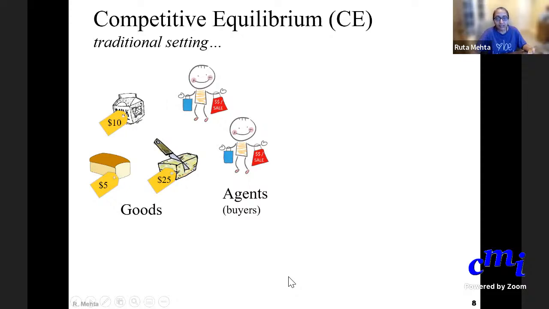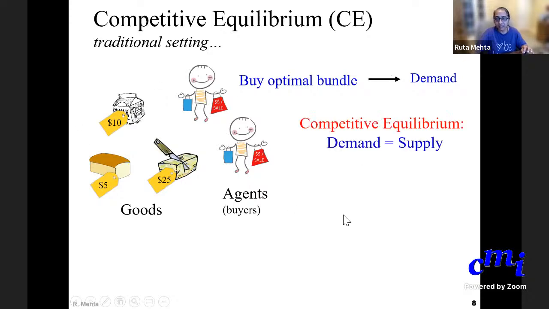Okay. When every agent decides their optimal bundle, based on what their utility is and how much money they have, they decide what to buy. That bundle that they buy is called the optimal bundle of those agents. When all of them decide the optimal bundles or buy what they like, supply should equal demand. Okay, so this is going to give you demand for each of these items, and at competitive equilibrium, demand should be equal to supply.